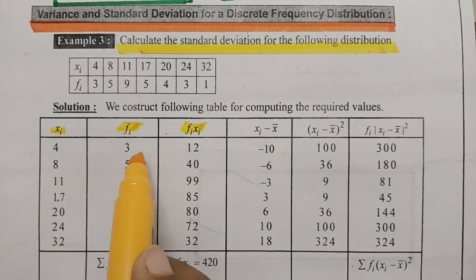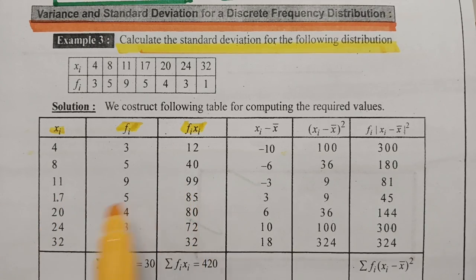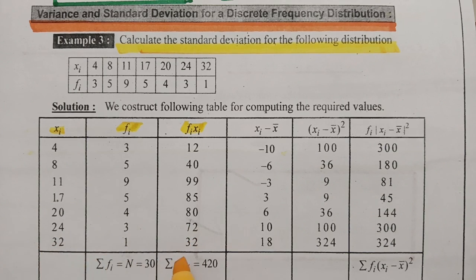Now we are going to multiply each of these: 4 into 3 is 12, 8 fives are 40, 11 into 9 is 99, 17 fives are 85, 20 into 4 is 80, 24 into 3 is 72, and 32 into 1 is 32.